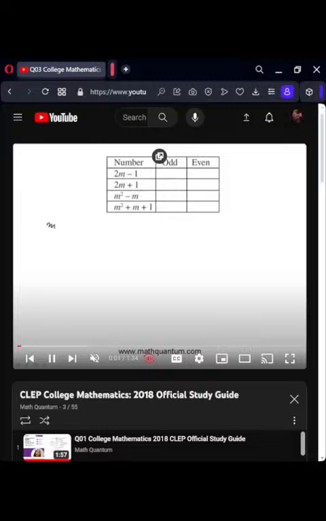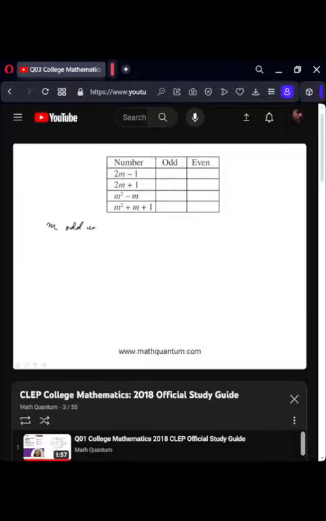So here we're told that m is an odd integer, and the question is which of the 4 of these numbers we have to indicate whether they are odd or even, so I will start by doing that in a general way. So start with 2m minus 1. If m is odd, 2 times m, even times odd would be even, so even minus 1 is odd. So this will be odd.